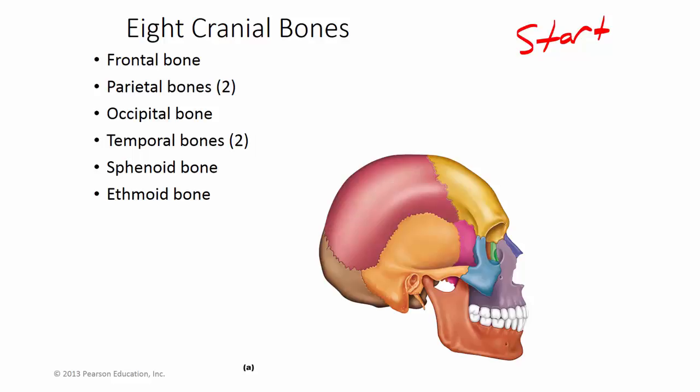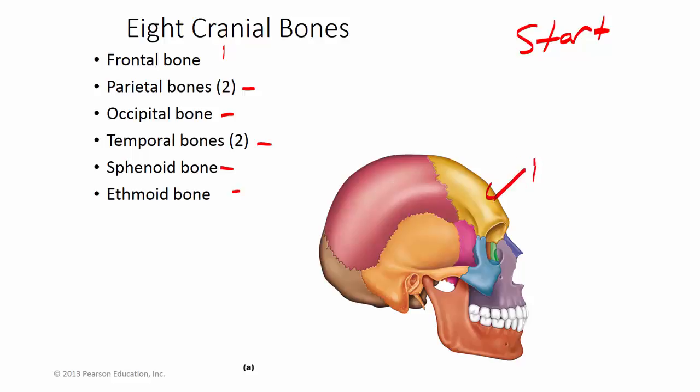All right, there are 8 cranial bones. You have 1 frontal bone, 2 parietal bones, 1 occipital bone, 2 temporal bones, 1 sphenoid bone, and 1 ethmoid bone. So I'm going to point out these bones on this slide.